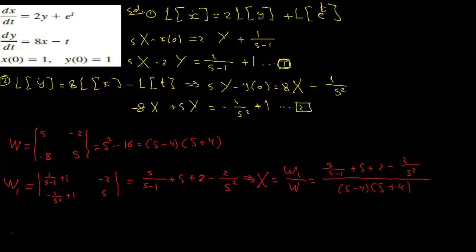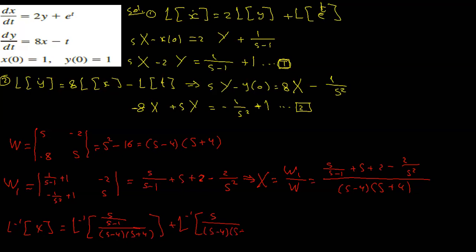So split your fraction into 4 fractions. So I'm going to write here Laplace inverse of X capital equal to Laplace inverse of each fraction alone: s divided by s minus 1, all divided by s minus 4, s plus 4, plus Laplace inverse of s divided by s minus 4, s plus 4, plus 2 Laplace inverse of 1 over s minus 4, s plus 4, minus Laplace inverse of 2 over s squared, all over s minus 4, s plus 4.